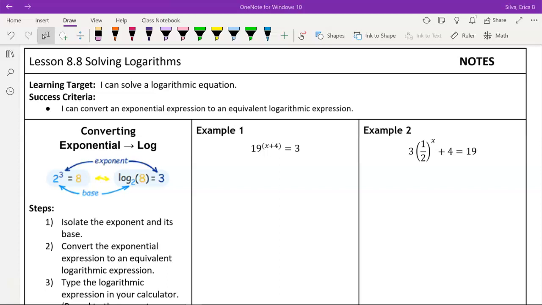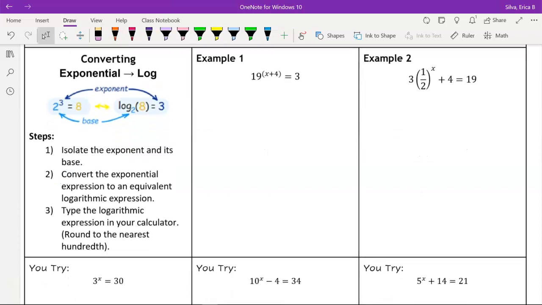To be successful, we need to be able to convert exponential equations to their equivalent logarithmic expressions. So we practiced that yesterday where we get the base and then we switch the other two numbers around. So let's look at the steps to actually solve.